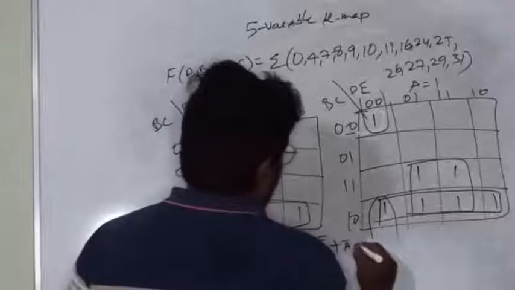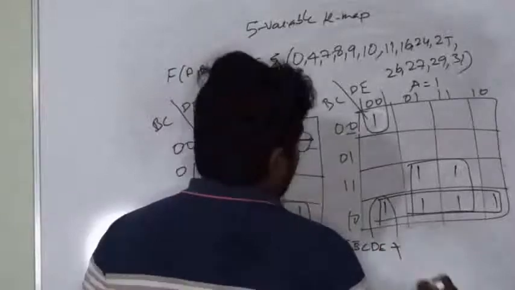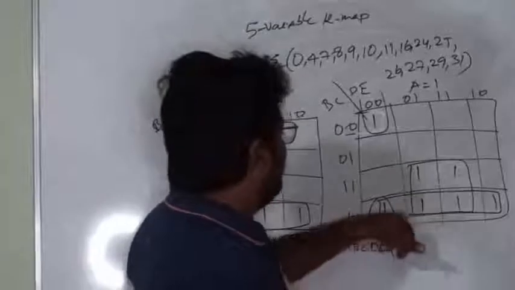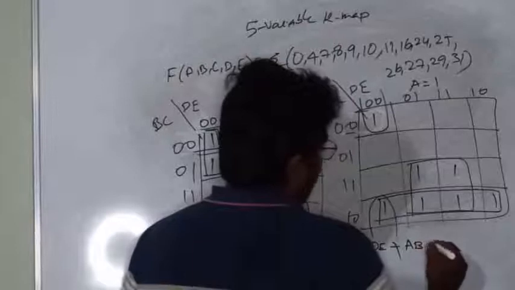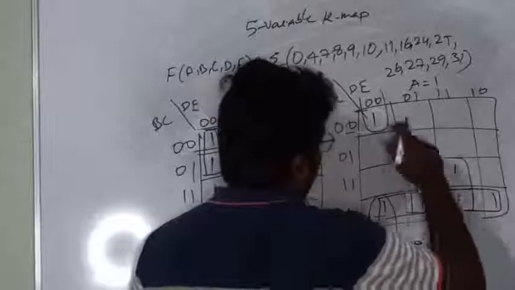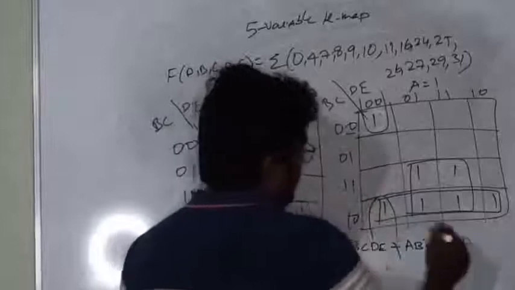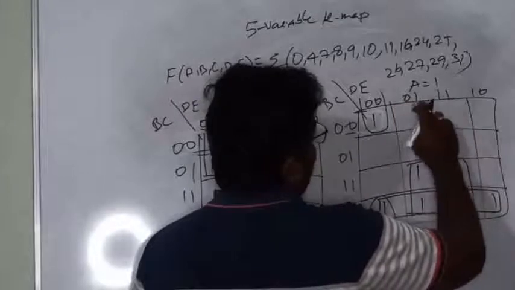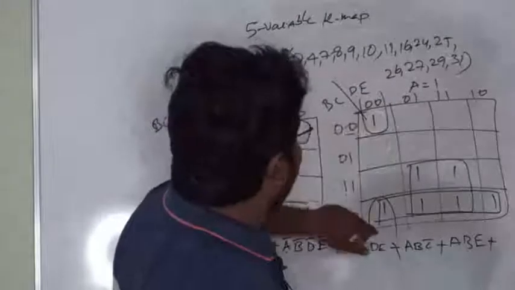Plus next one is this singular one. So it will become A complement, B complement, C, D, E, plus next one, here we are having a quad, right? So take this quad. A is equals to 1, B is equals to 1, C complement, plus now take this quad, A is equals to 1. B value is not changing and C value is varying, and D value is varying and E value is not varying.